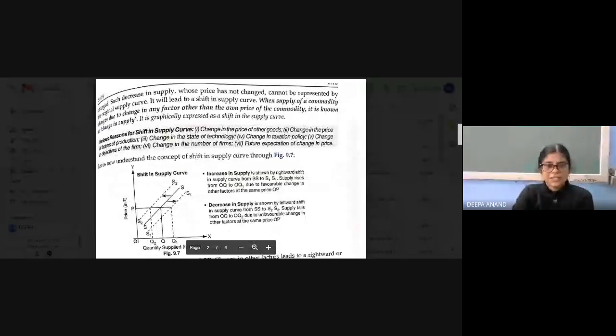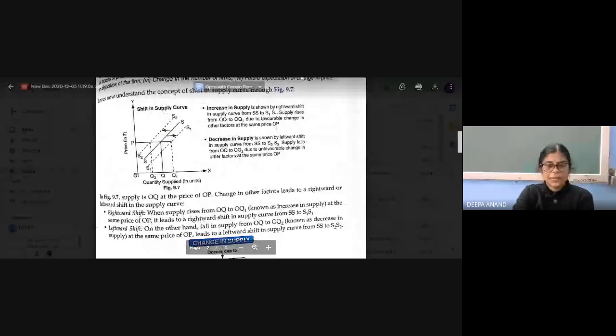So the same way we have studied in the demand curve. Okay. So here I will show you the graph. I hope you can see it. Shift in supply curve. As usual, in the y-axis there is price and the x-axis there is quantity supplied, and this S is your actual or original supply curve.